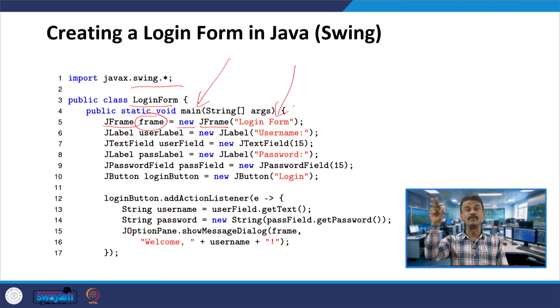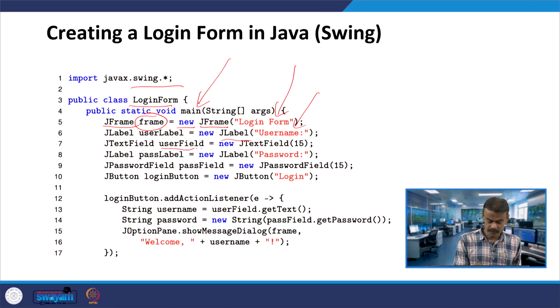So, the frame will print the login form. You have the user label under JLabel, and the constructor for username, where you are giving 15 characters. Then the password, the pass label object under JLabel, where you are also giving 15 characters.